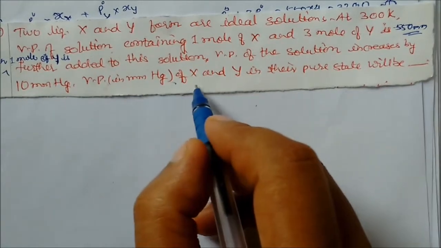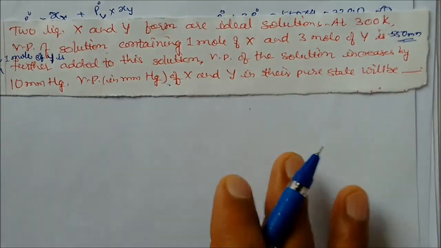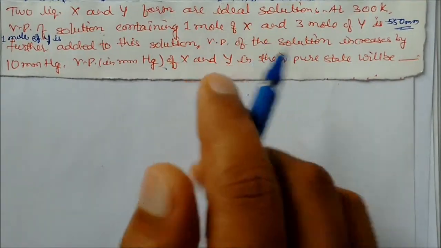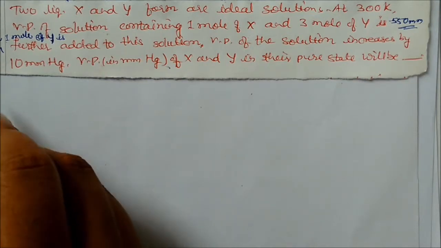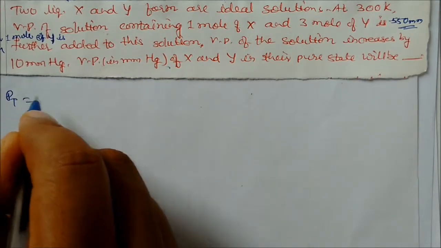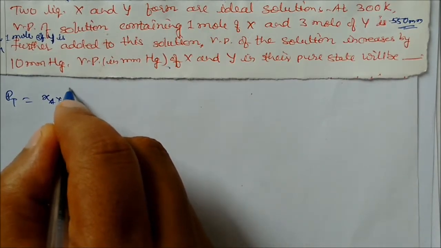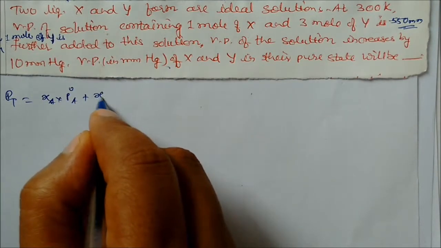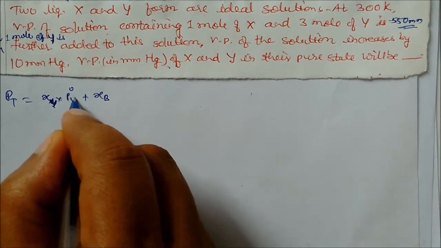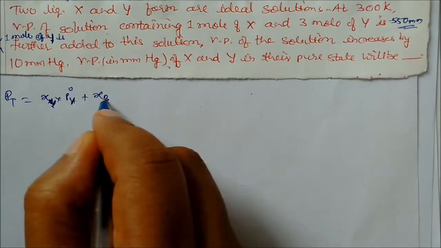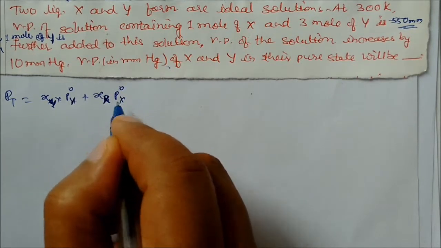So the vapor pressure in millimeter of X and Y in their pure state will be? So what is the vapor pressure of this solution in the pure state? We can use the same formula. Total pressure is equal to mole fraction of A into partial pressure of A plus mole fraction of B, B not B, here you write Y, it's better because Y is given. Here you write X. So mole fraction and partial pressure of X.